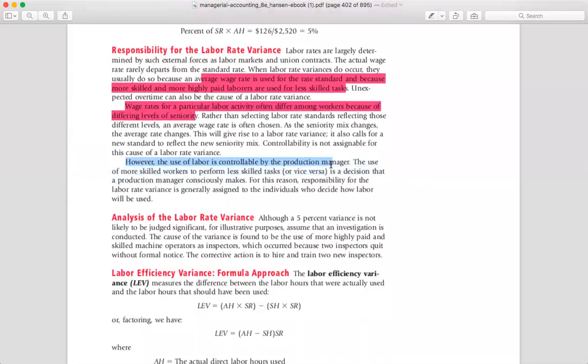So who's going to control it? Production managers. Okay. Because they use the performance. Now analyze the labor variance. An over 5% variance is likely to be judged significant. So assume that an investigation is conducted. The cause of the variance is found to be the use of more highly paid and skilled inspectors, which occurred because 2 inspectors quit without formal notice. So that happened because of impulsive quitting. So what could be the best action? Hire and train the 2 new inspectors. Okay.